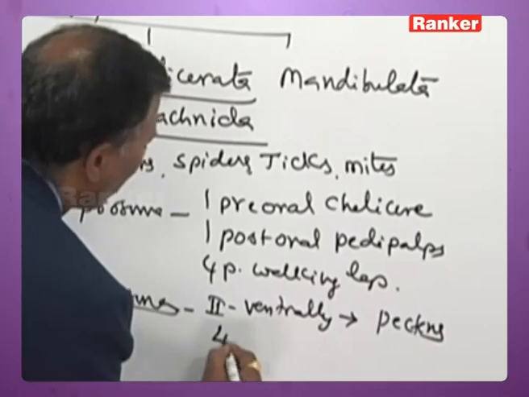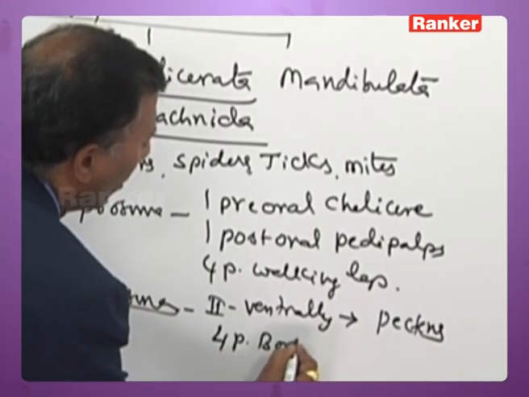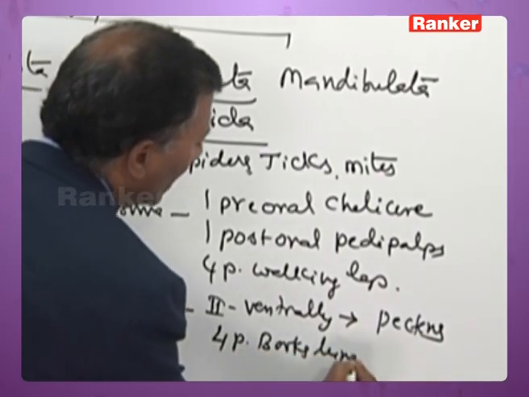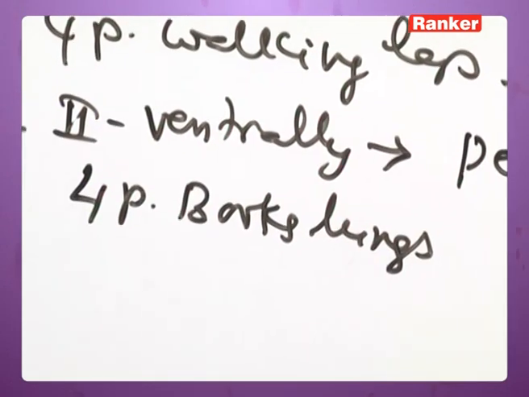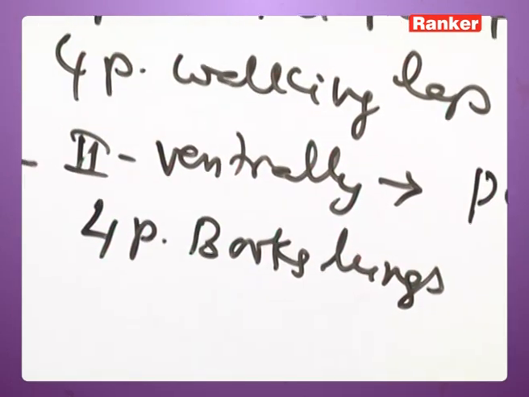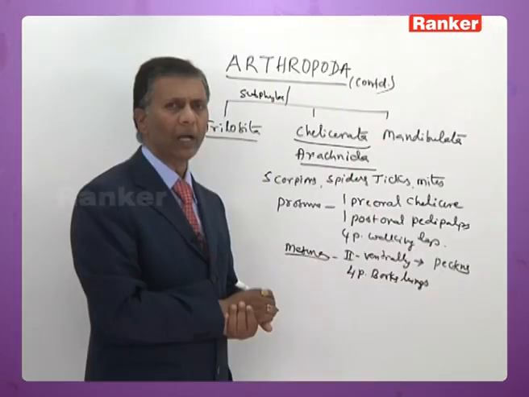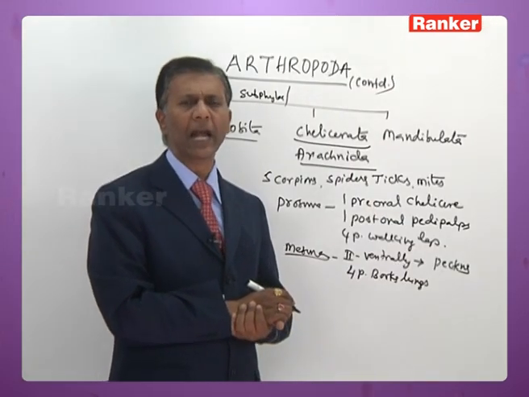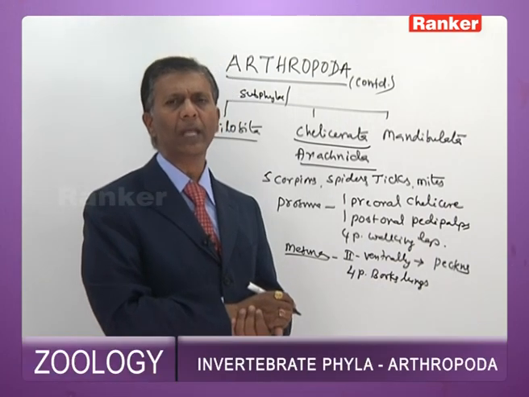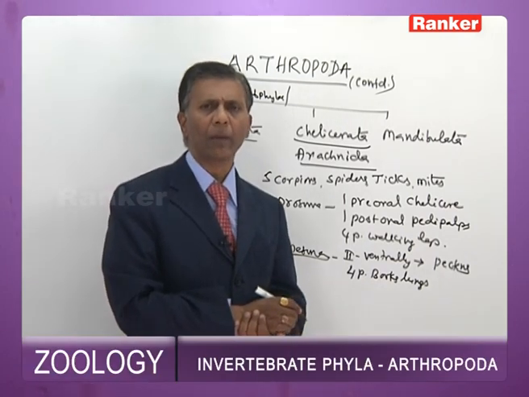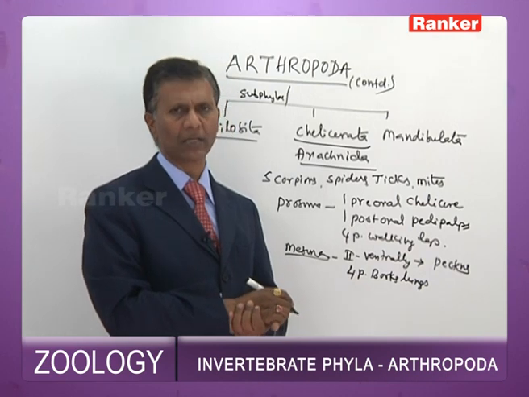Then in the mesosoma, 4 pairs of book lungs are present. The respiratory organs in scorpions are book lungs. Then the metasoma ends with a telson. The poison gland is present towards the tip of the telson. In scorpions, the poison is neurotoxic.